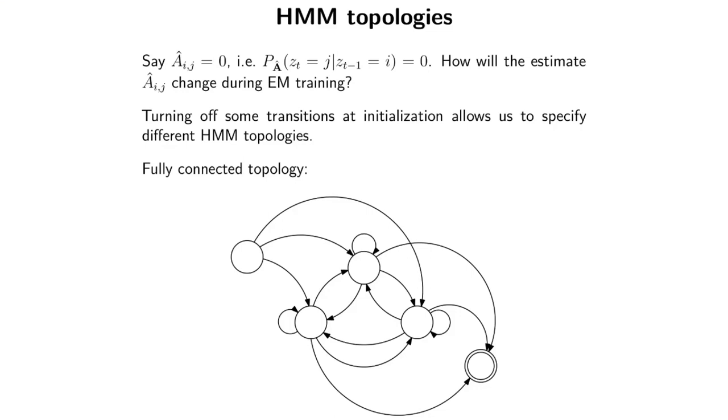So in almost all of the examples that we looked at, we had a fully connected hidden Markov model, which means that every one of my states is connected to all the other states and itself. Okay? And you can have transitions between any state in your hidden Markov model.